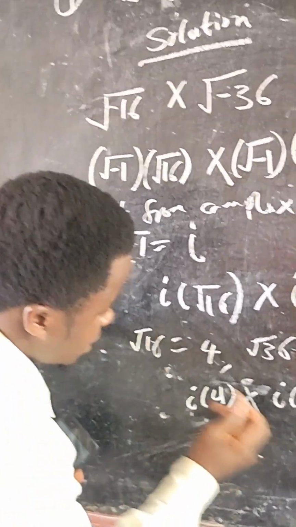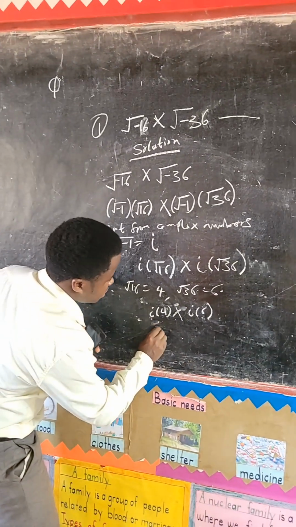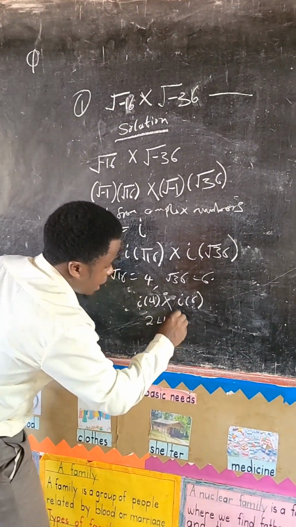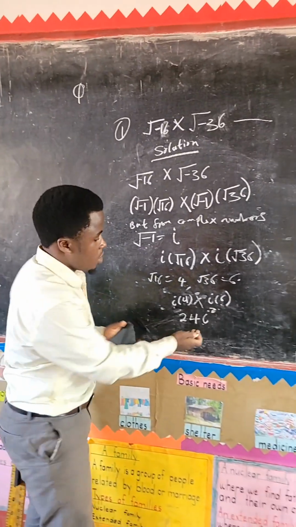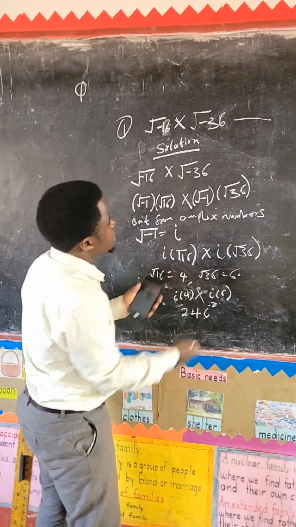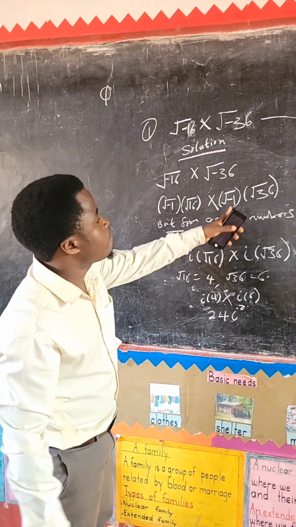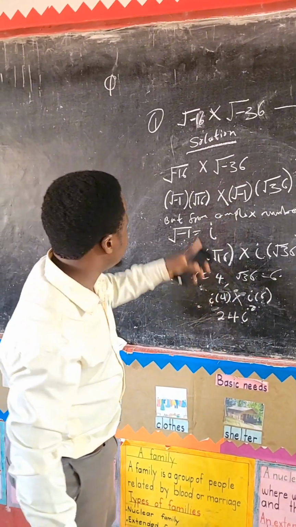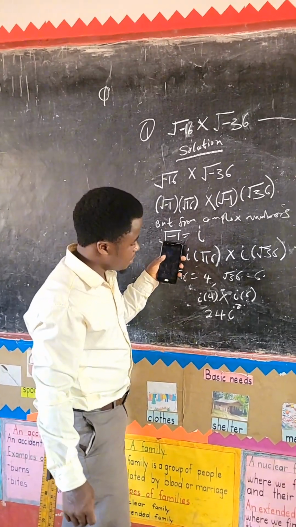This implies that we are going to multiply these two numbers. I times I is I squared. 4 times 6 is 24. This implies that we are going to have 24 I squared. You understand? So now, remember where we got this I. I was not in our first expression, meaning that we have to eliminate it by bringing back its original value. You remember from here, I equals root of -1.